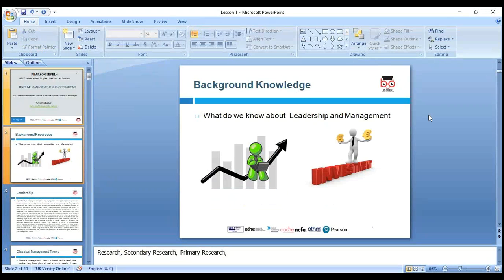What do you know about leadership and management? Any thoughts? Yeah, it's like an area of business that's concerned with the production of goods and services. Brilliant. Production and services. So is there any difference between especially leaders and managers?